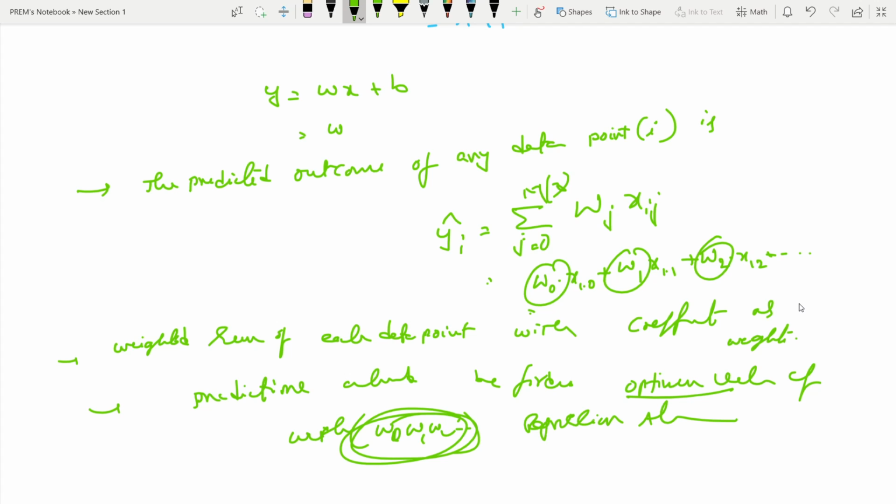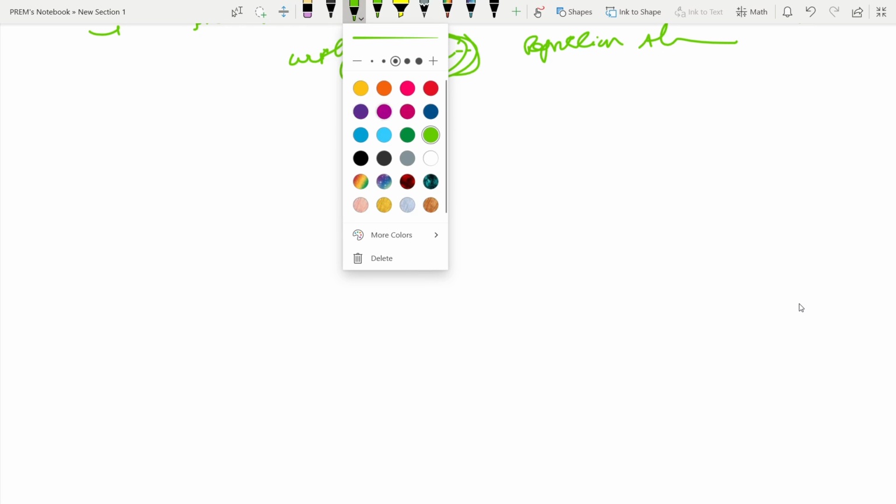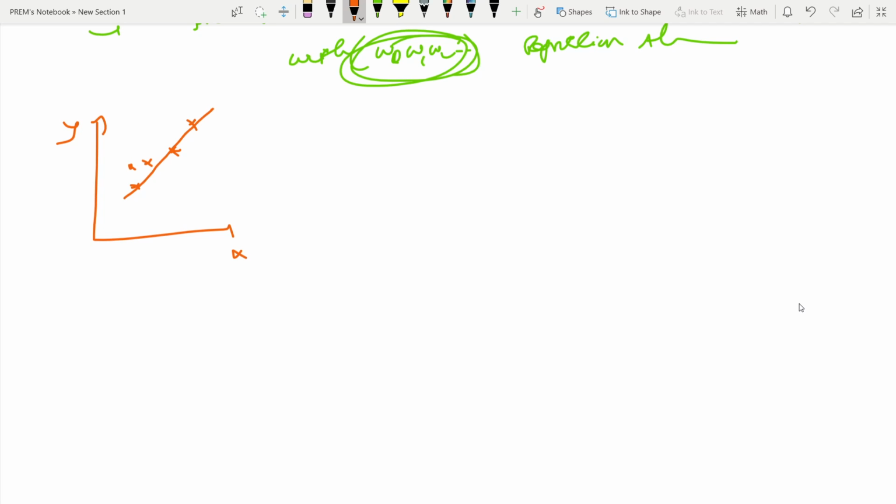So here the regression algorithms play a key role. Here x and y, so this is my training data. Training data is like that, and this is my test data.